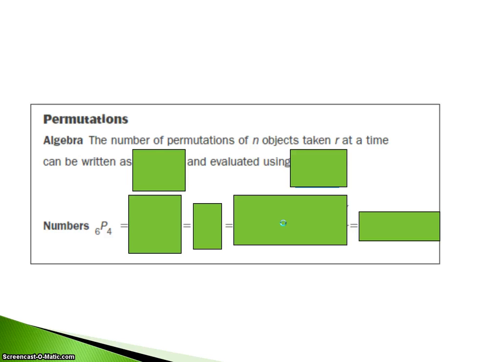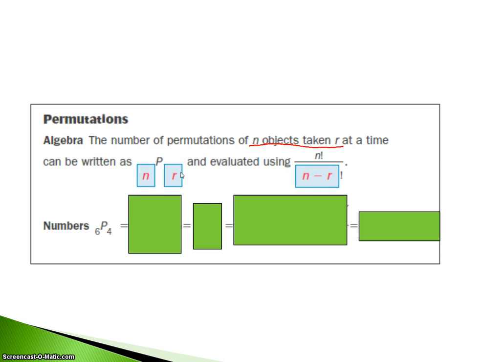To find the number of permutations, you take n objects, taking it r at a time. It can be written like this, n permutation r, and evaluated using n factorial over n minus r factorial. So let's set this up. 6 permutation 4, we'd set it up as 6 factorial over 6 minus 4 factorial.